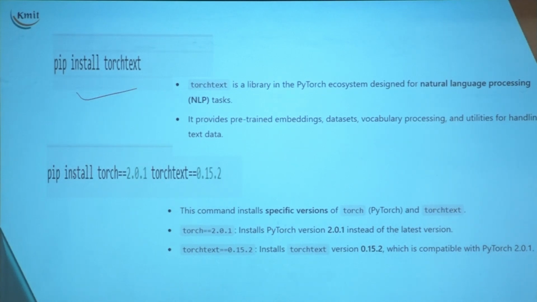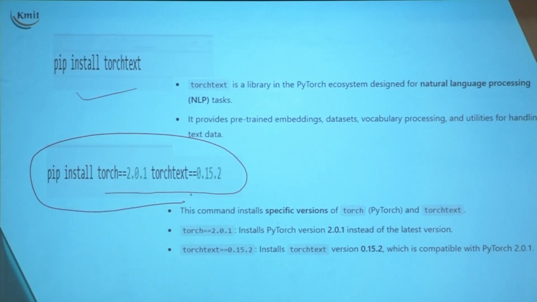So inside the PyTorch library, we have this text module. As my input sequence is text, I import this. There are different versions again, and incompatibility issues with Python will be there. Hence, torch 2.0.1 and torchtext 0.15.2 are the versions that I am installing. This would be done prior. Don't worry about all this.